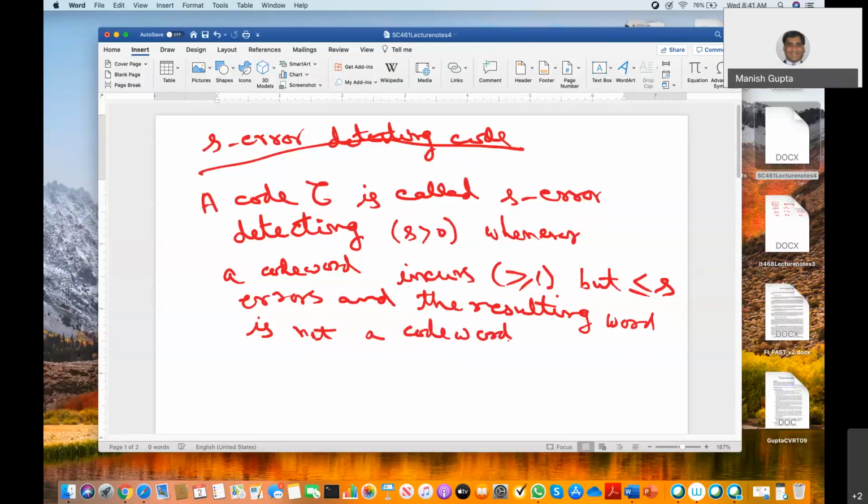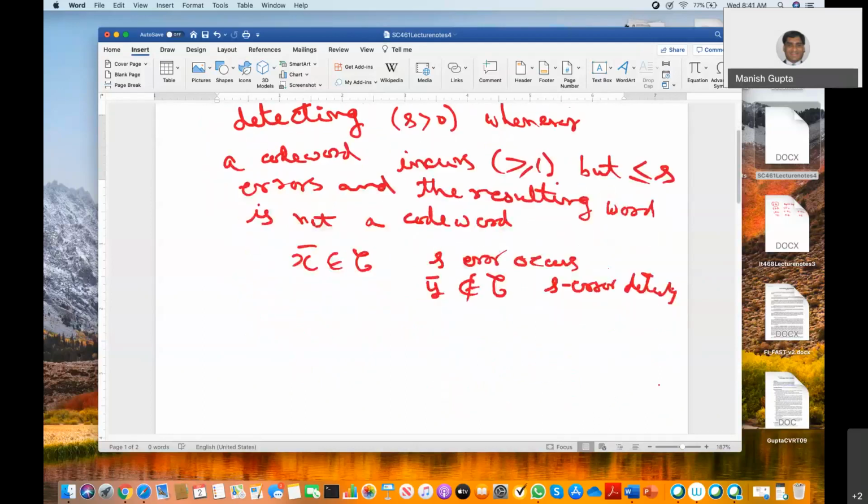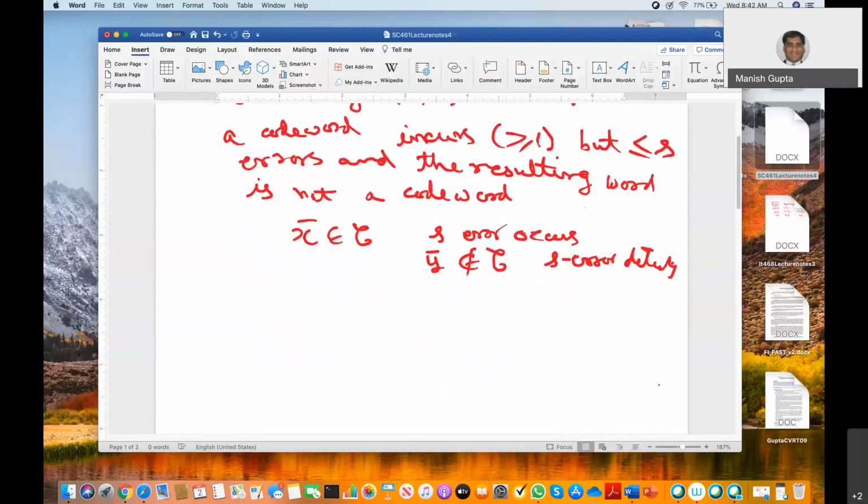So we start with a vector x in C, and s errors occur. If y is the resultant vector and y does not belong to C, then we say that it's s error detecting. Let us take an example.